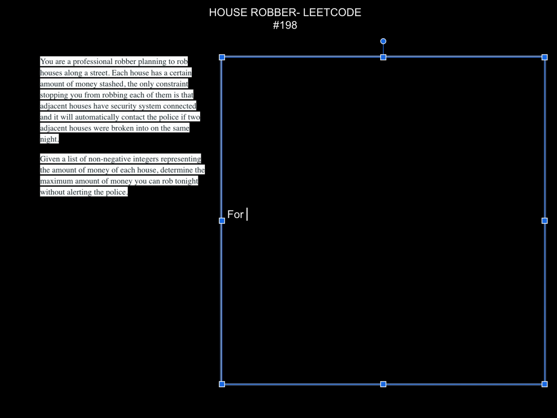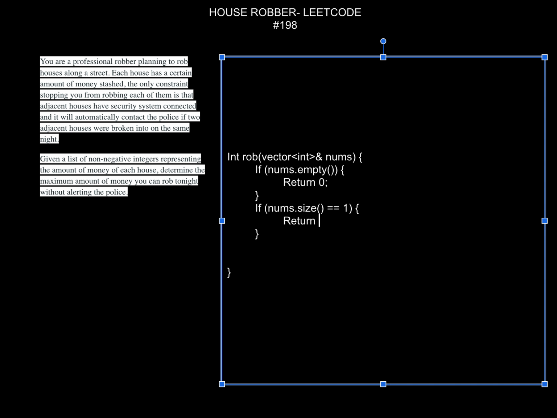and you would understand better if I write it in actual code. So int rob, vector int and nums. So the vector's name is nums, and we could do a quick check if nums is empty. So if our list is empty, we would want to quickly return 0. If nums the size is equal to 1, so if we have just one element in our list, we could just return that element.